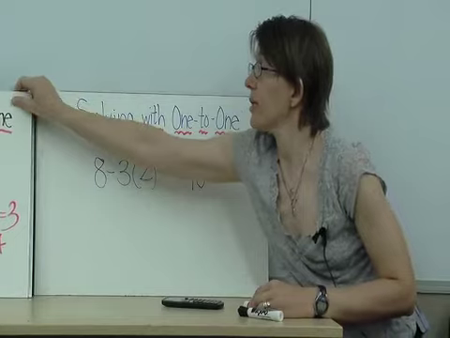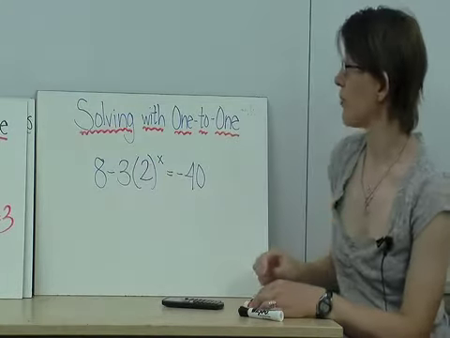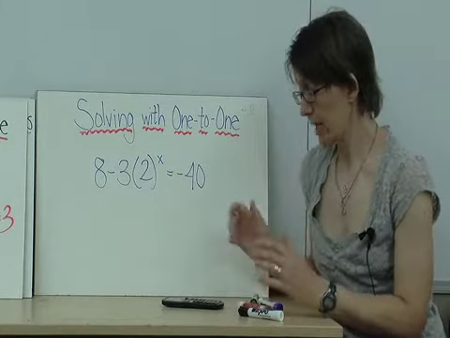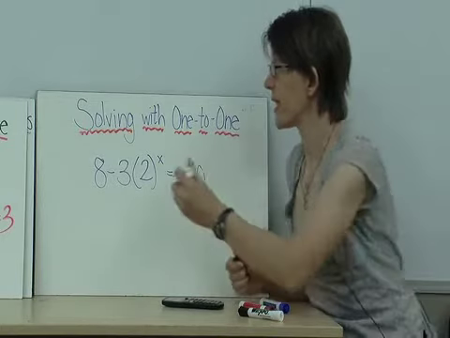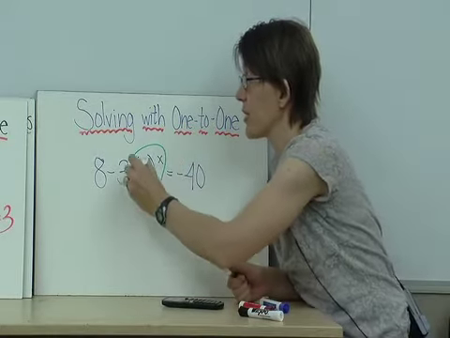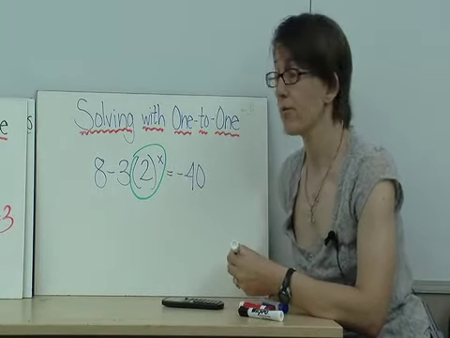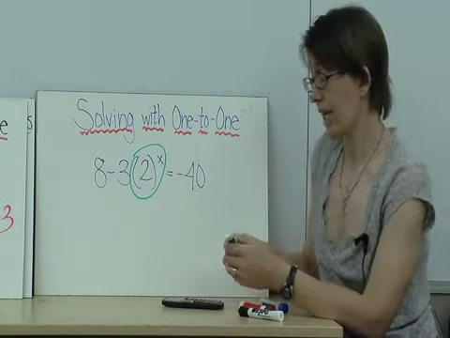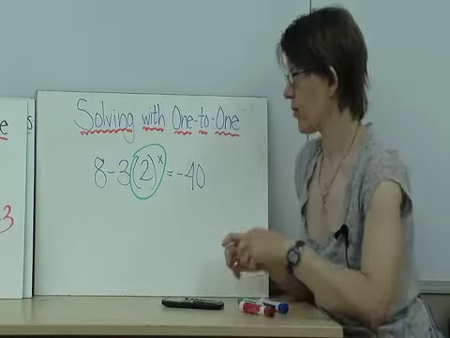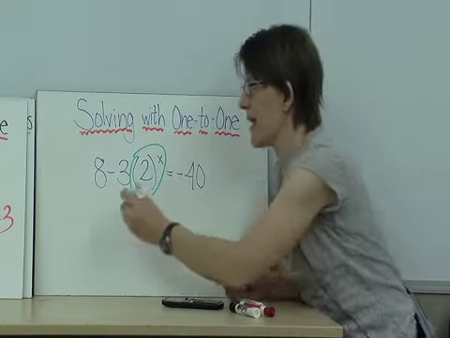Here's another example of solving with the one-to-one property. Same approach that we're going to take here. I want to get my exponential expression all by itself. What do I need to do this? Well, first I need to eliminate 8. So I'll subtract 8 from both sides.